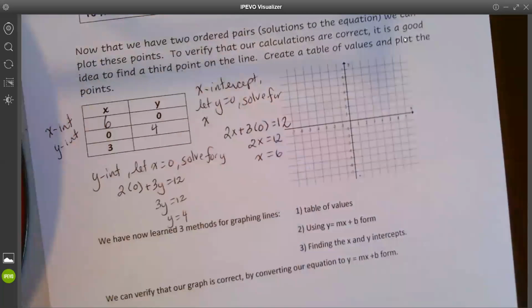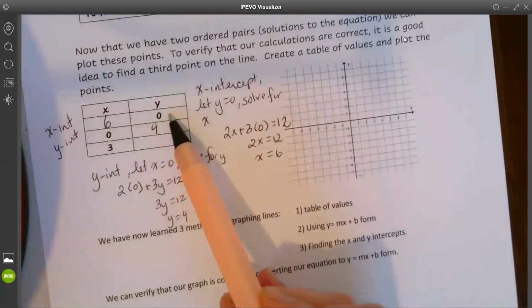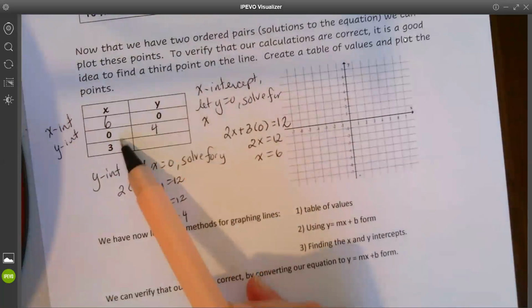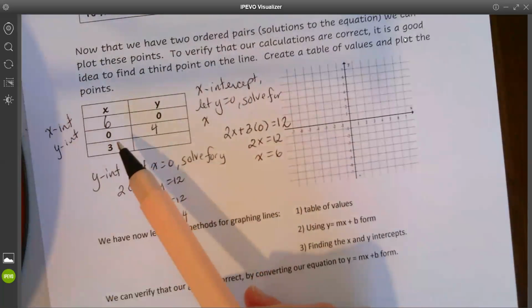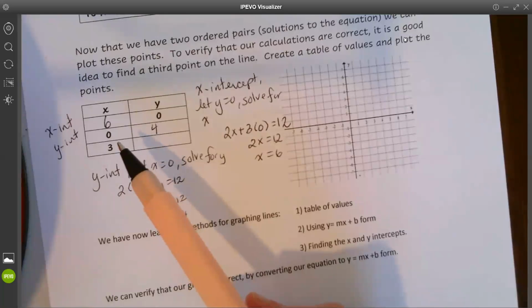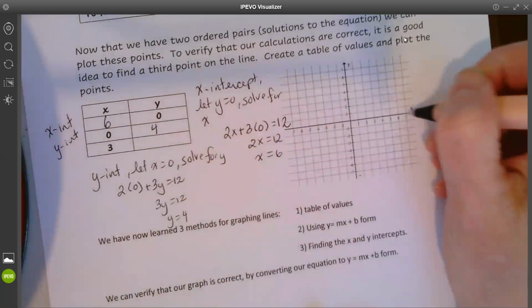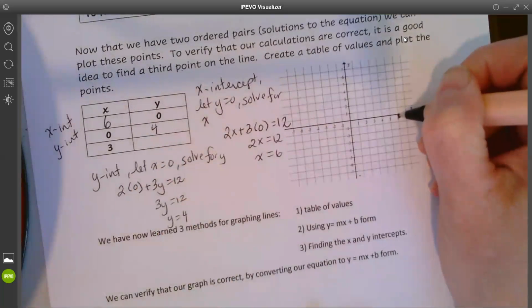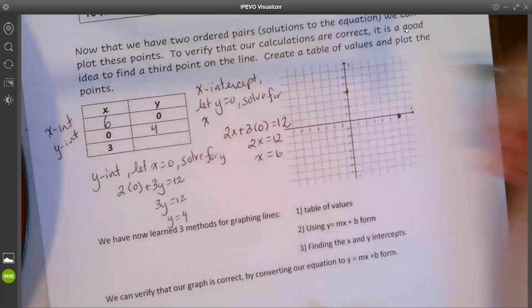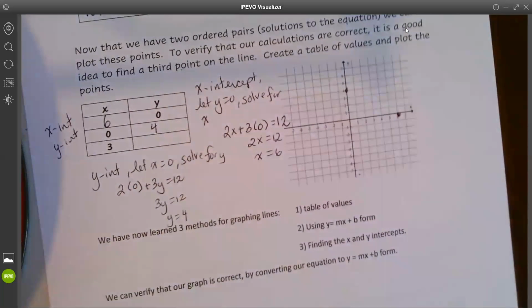But I have intentionally chosen a y value of 0 and an x value of 0 because I want to find the x and y intercepts. These are 2 key points that I want to start including on my graph. Now, if I go and plot these points, (6, 0) and also (0, 4), 2 points is enough to graph this.